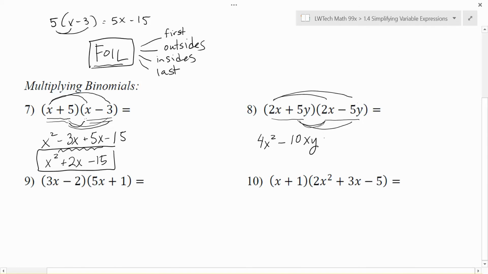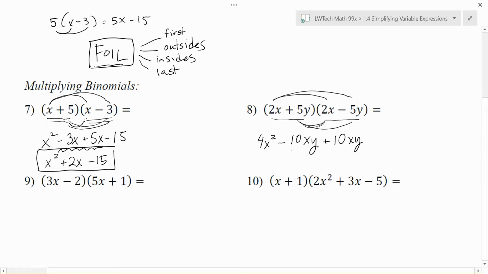5y times 2x gives me a positive 5 times 2 is 10, and then y and x. Now, I'm going to write this as xy. Keep in mind when you're multiplying, you can multiply things in different orders and still get the same solution. 3 times 5 and 5 times 3, for example, mean the same thing.